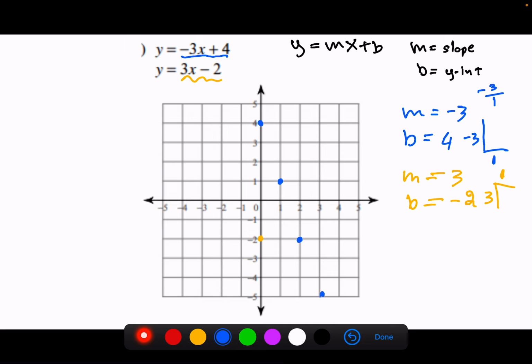And now we can do the same with the orange or yellow. We're going to go up 3 and right 1. So 1, 2, 3, and then 1. So this one is both blue and yellow. Let me just do it like that. And again, 1, 2, 3, 1.